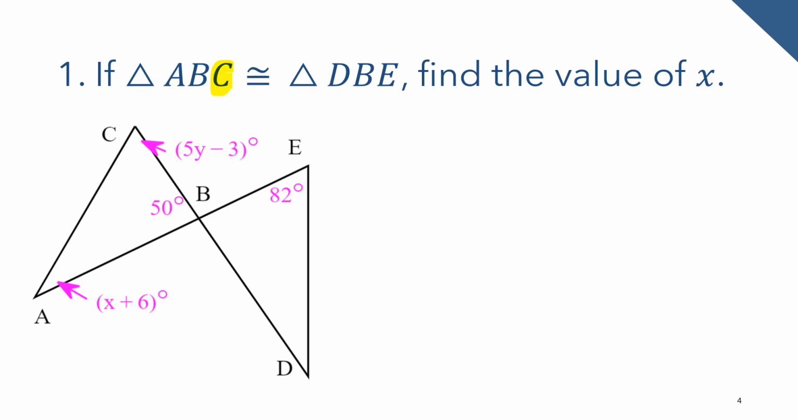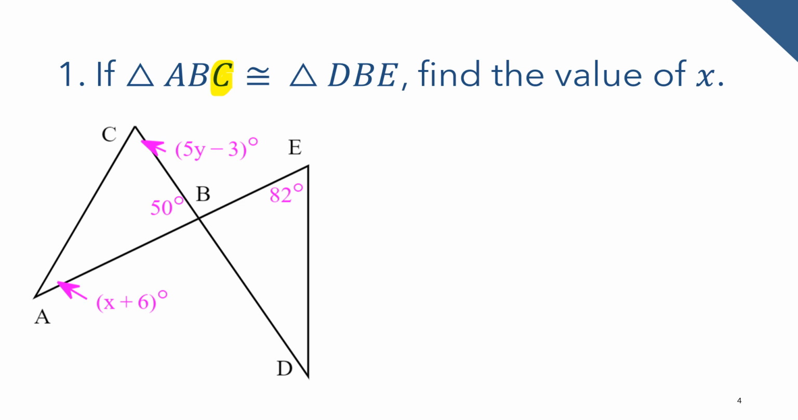All right, so we're going to start off with a question that may look tough right now, but you're going to find that it is actually very simple, and everything we need to know is given right here in this picture to us. It says, if triangle ABC is congruent to triangle DBE, find the value of x.